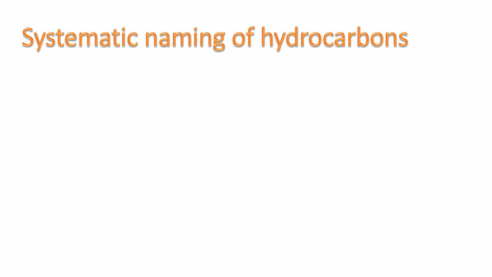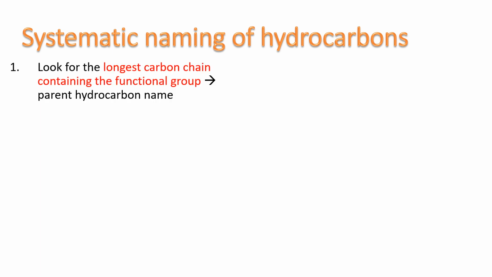So we're going to start off by looking at the rules and the steps that we would follow to name a hydrocarbon. Now this will be quite a lot of information given to you at once, but I'm going to give you all the notes first of all, and then we'll break it down and go through step by step what this means. So the first thing we do is we look for the longest carbon chain which contains the functional group. Now when we do this, this gives us the parent hydrocarbon name. The second thing we do is identify any branches if there are any.